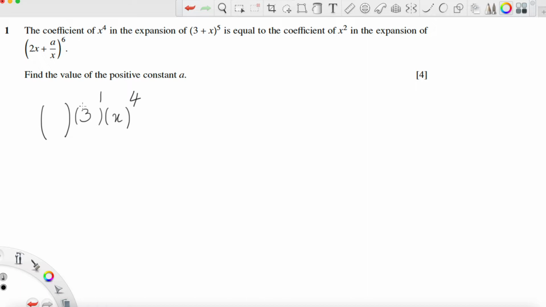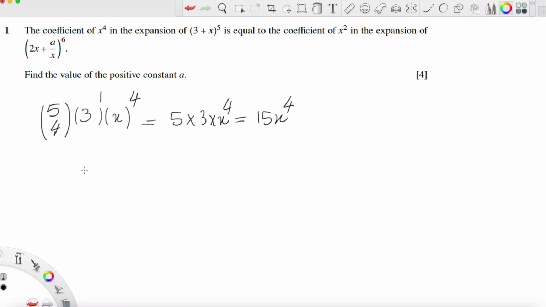So n is 5 here, so it will be 5C4. However, there is no difference between 5C4 and 5C1. So the coefficient is a combination of 5C4, which is 5, times 3 times x to the power of 4, so it is 15x^4. Now it says this is equal to the coefficient of x squared in the expansion.